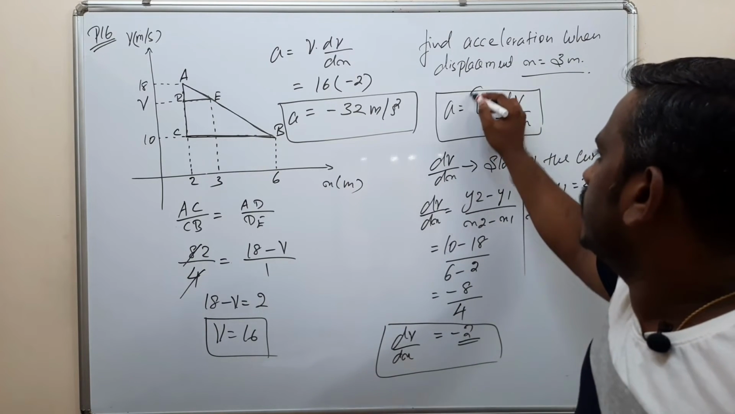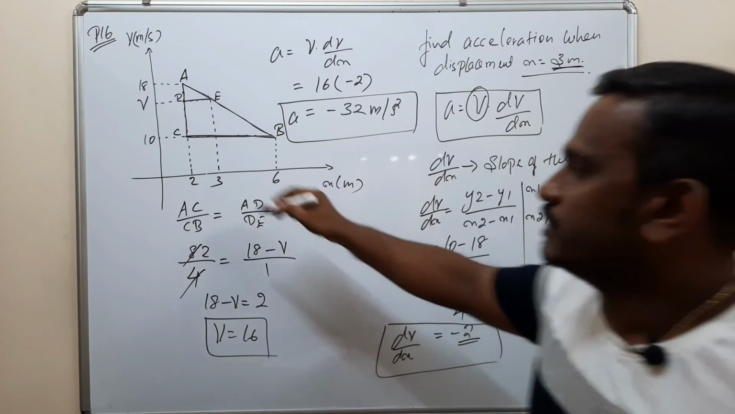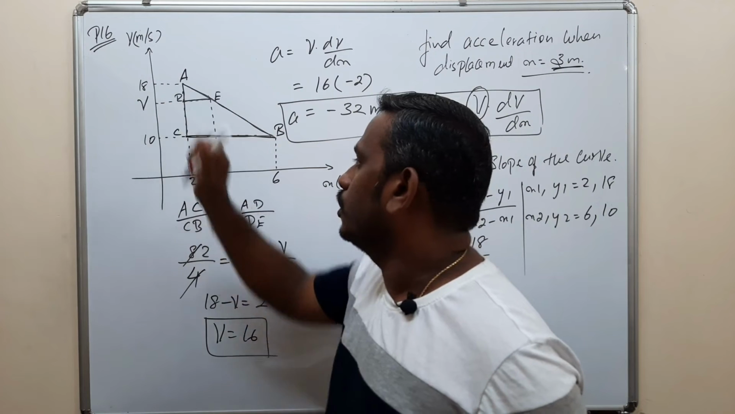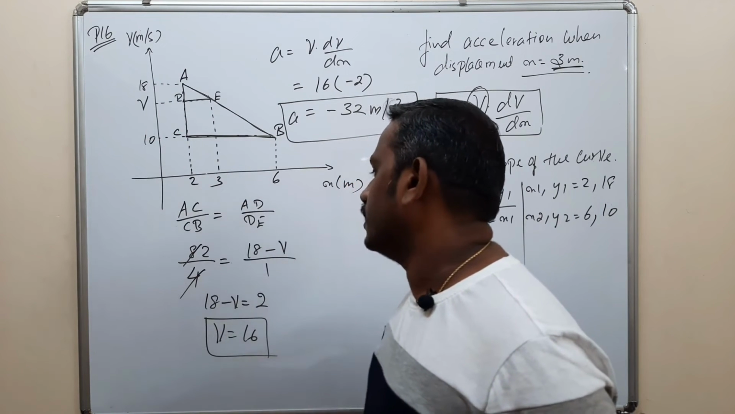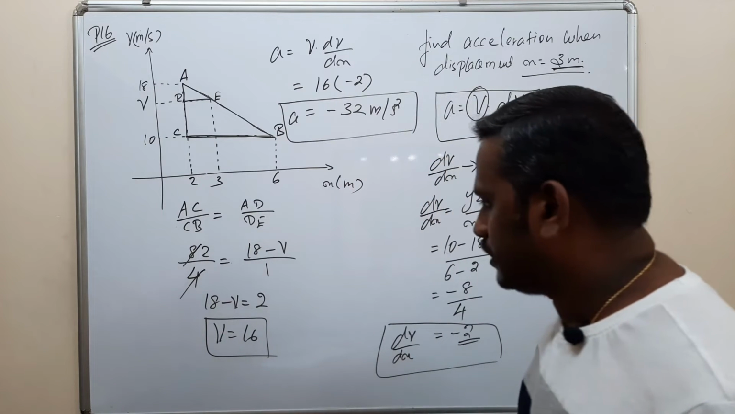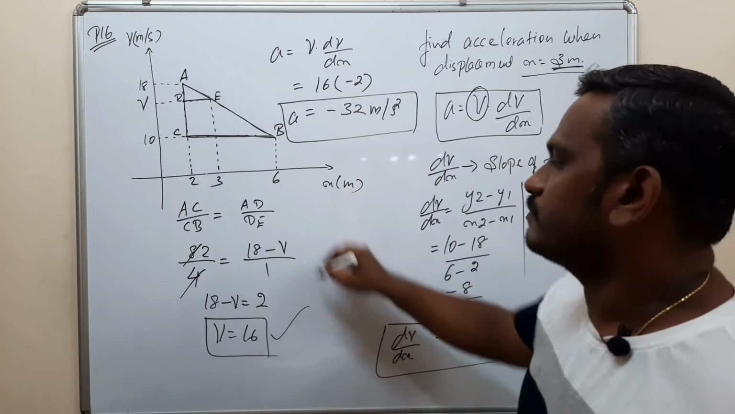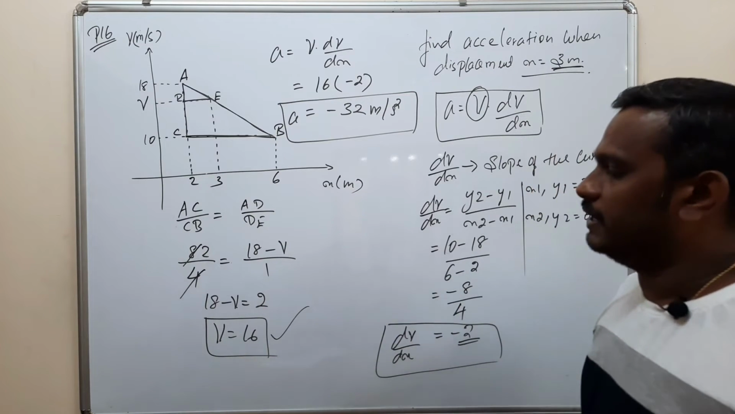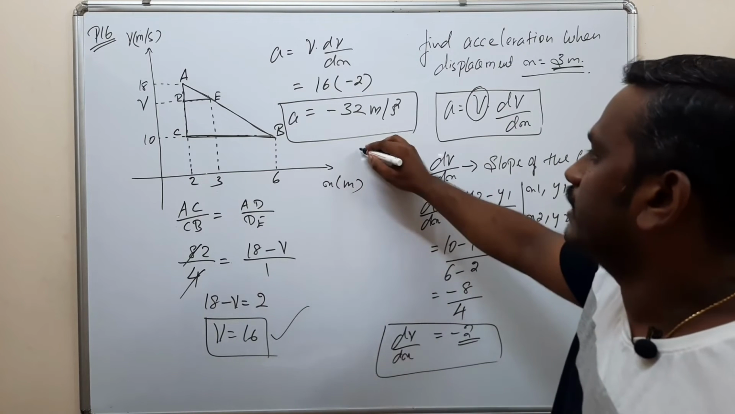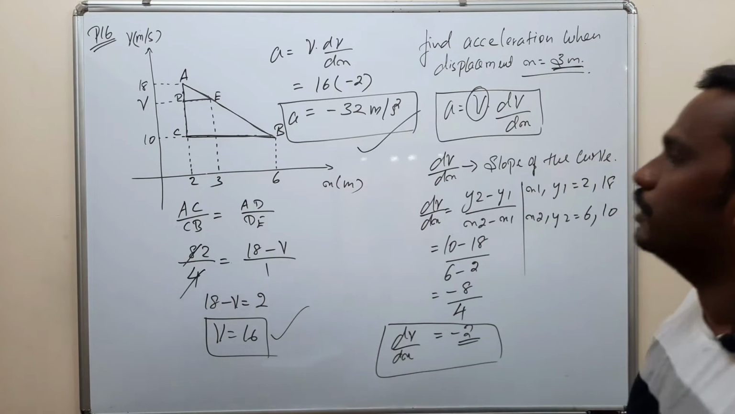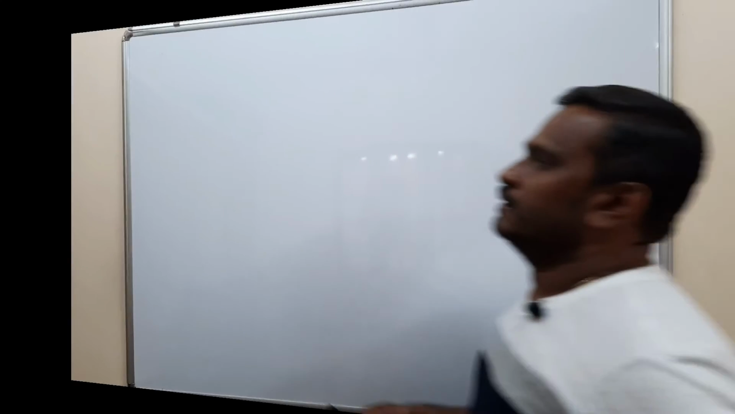So dV by dx is equal to minus 2. V is the velocity corresponding to the displacement x equal to 3 meters. Using the properties of similar triangles, we find the velocity V is equal to 16. Substituting the values, we get the acceleration is equal to minus 32 meters per second squared. Clear?